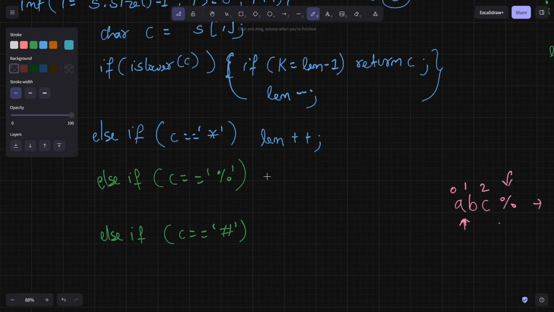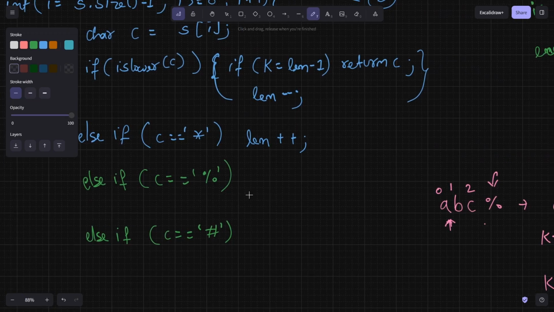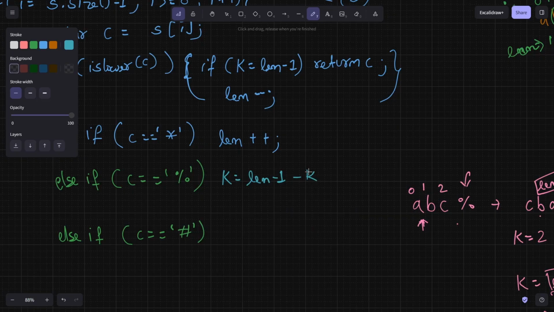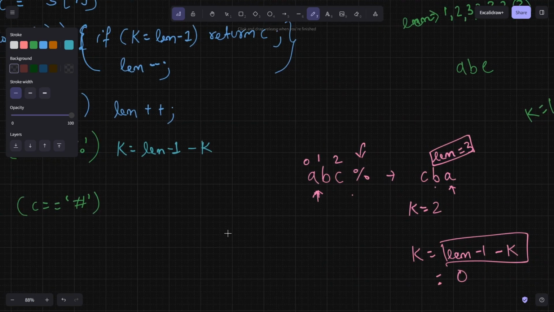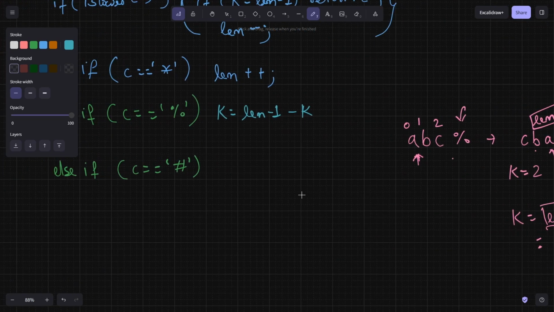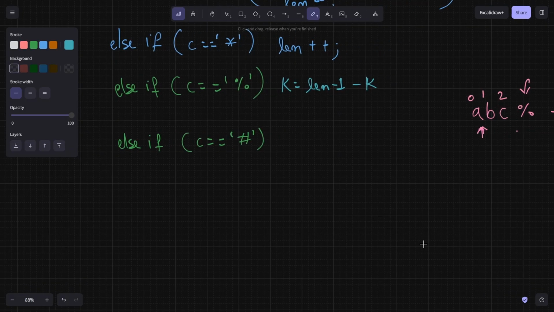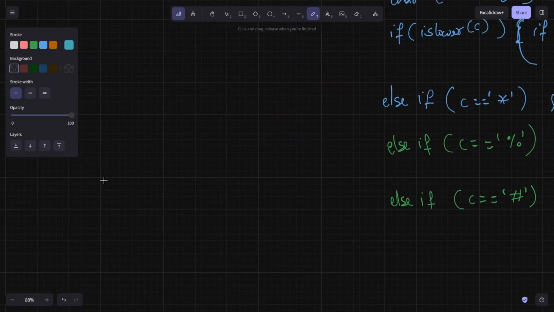So whenever we got modulo, we are going to simply do k equal to length minus 1 to make length a valid index, and subtract k to switch the index. Now let's talk about the hash. Hash is basically doubling the string. Whenever we got anything that contains hash, for example a b c hash, the result is going to become ABC, and with the hash, again it's going to become ABC.